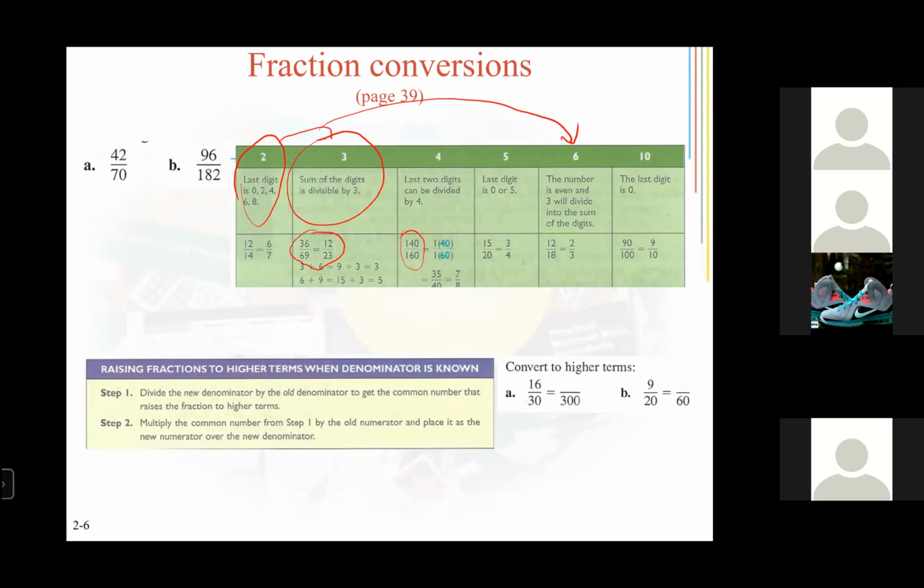If you look at the bottom section of the screen, you will see 2 steps for raising. Essentially what we are doing here is writing the fraction in another form. So you have 16 over 30 is equal to something over 300. So we have increased our denominator from 30 to 300. Whatever factor we're using to do that, we have to do the same for the 16 to find what the new numerator should be. Can anybody tell me what the new numerator should be in this case?